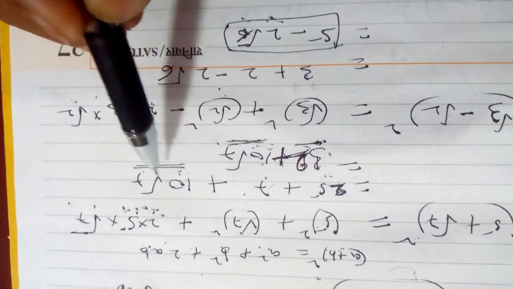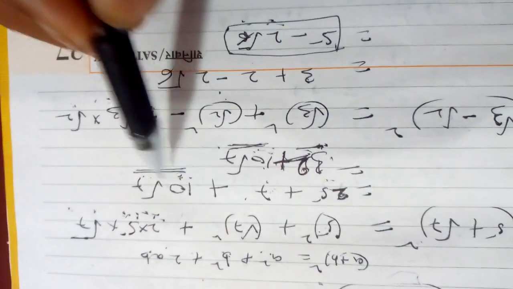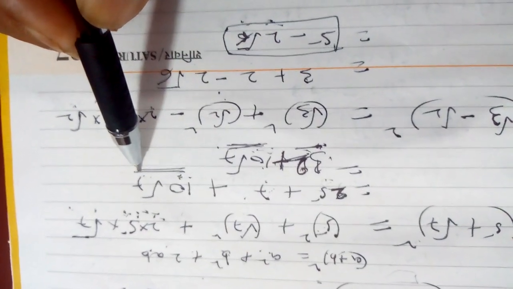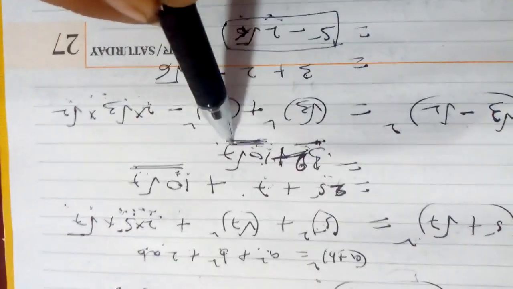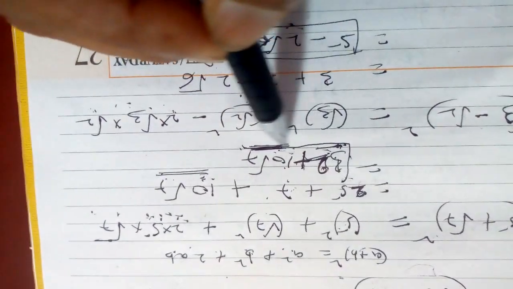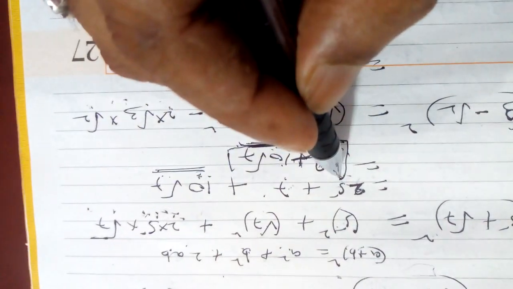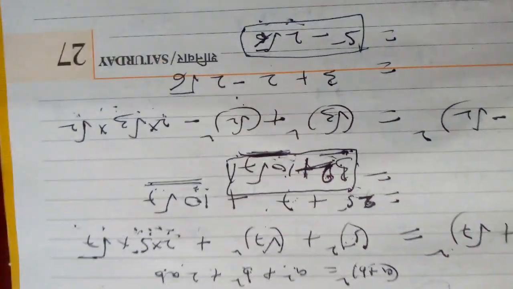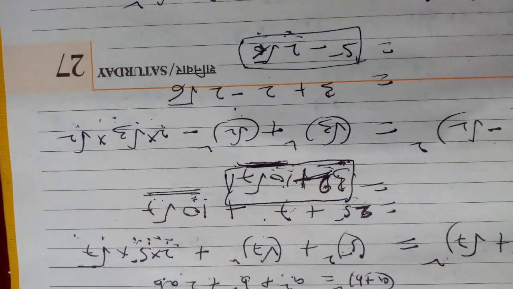But here 10 is not alone. It has a number, root 7. That's why 10 root 7 is an irrational number. So you can't add it with 32. Your final answer is this: 32 plus 10 root 7.